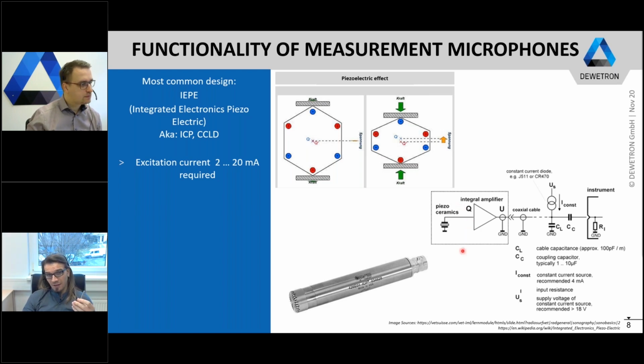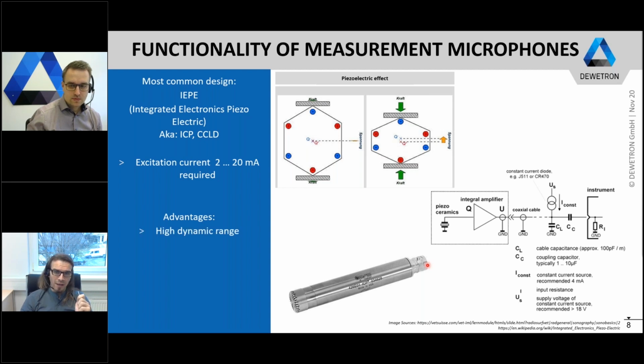The typical signal cable is a BNC cable, like you see here, the connector. Also this one, which is a bit smaller, has a BNC connector at the back. And the advantages of these IEPE microphones are, for example, the following compared to other transducers.